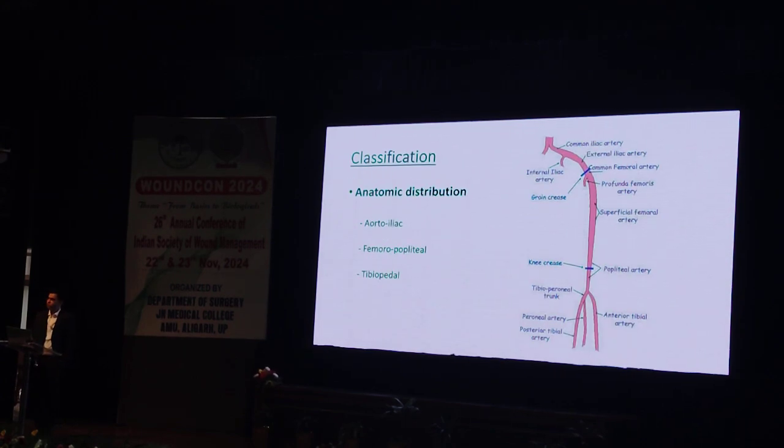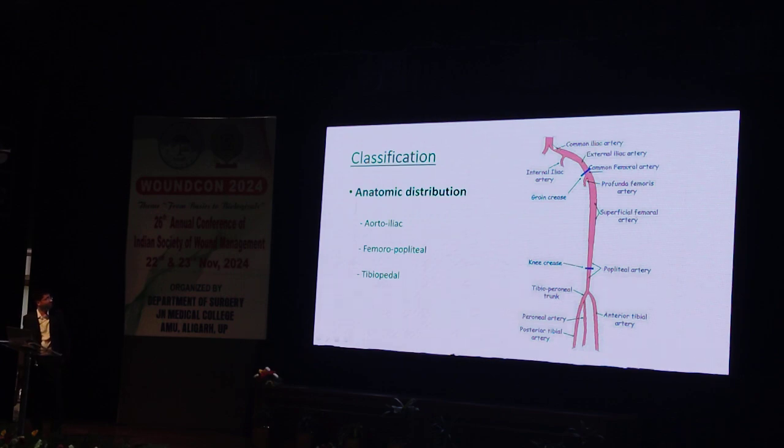So, for the purpose of management of PAD, many classifications have been suggested, namely the Rutherford, Fontaine, and many other extensive classifications. But basically, as vascular surgeons, as cardiovascular surgeons, we use two classifications: the anatomical distribution and the clinical syndrome of presentation. So, as we can see the anatomical distribution here, you can see normal vasculature.